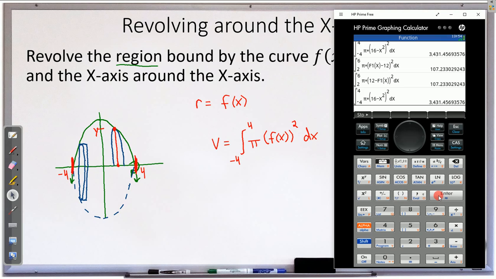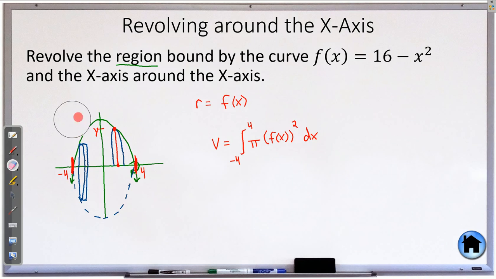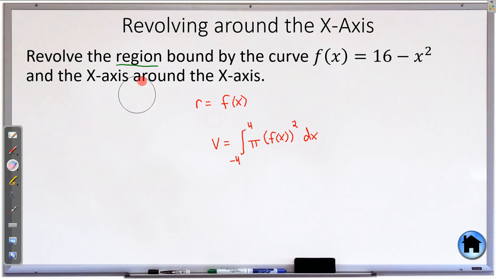And we hit enter, and we get 3,431.46456. So that is our answer. Volume is usually fairly large. It's three-dimensional. The numbers get big pretty fast. All right, so that is revolving around the x-axis. That's about as easy as it gets. I want to do one slightly harder type of revolution.